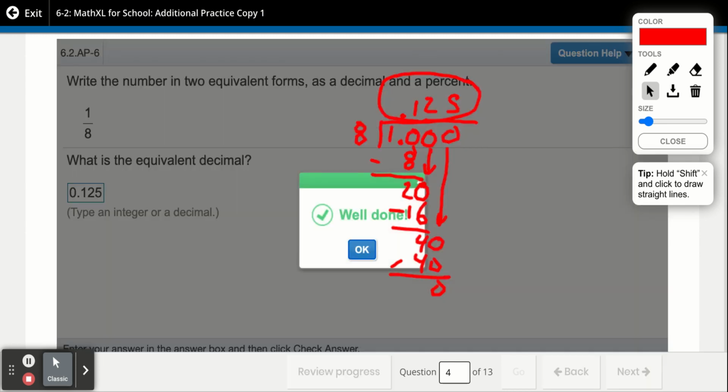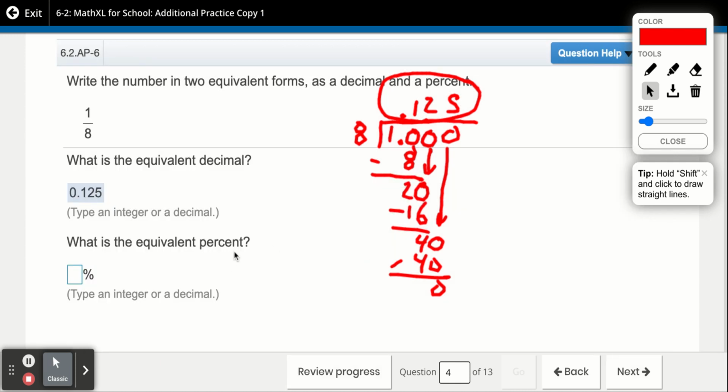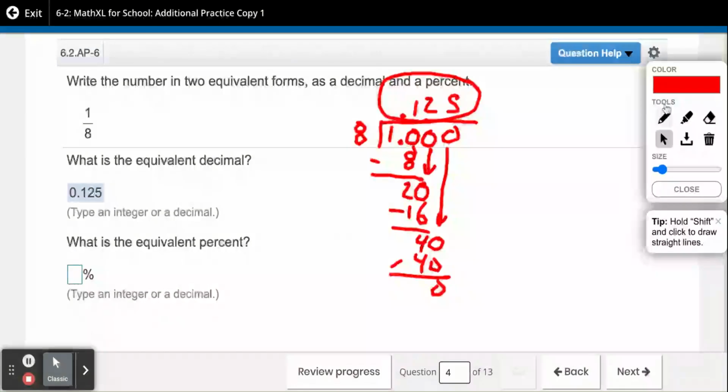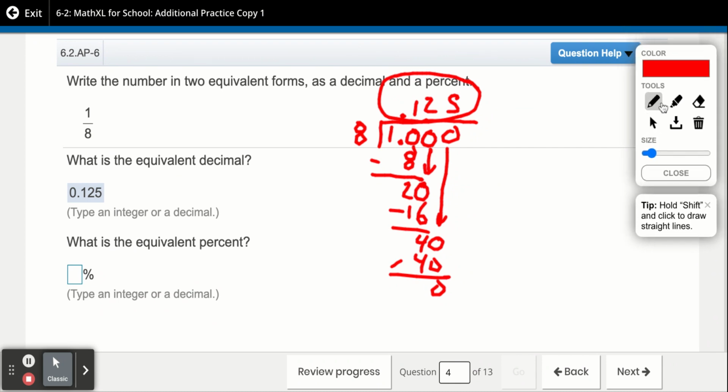Check our answer. Well done. Fantastic. So now we need to find that equivalent percent. Remember that trick we talked about earlier? If we're given a decimal and we want to find the percent, we can just multiply it by 100. So we're going to take our decimal right here. When we multiply by 100, we're moving our decimal to the right two places. 10 would move 1, 100 makes it 2. So our decimal goes there. And so that's 12.5, and you need to add the percent sign.